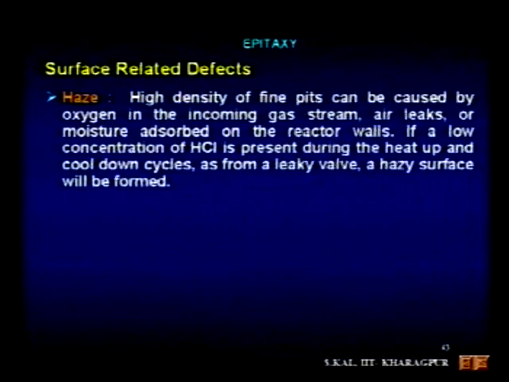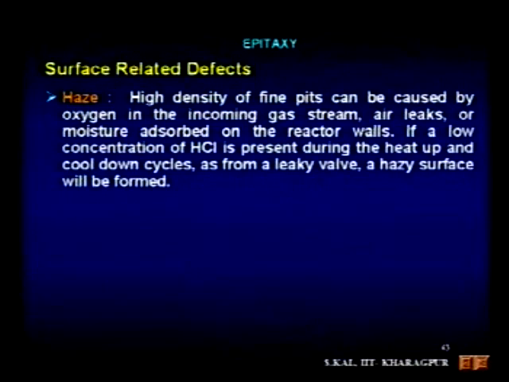There are two types of defects: one is bulk defects, and another is surface defects, so surface related and bulk related defects. We will now address the individual defects one by one, and see what the origins of those defects are. So first, let us discuss surface related defects.